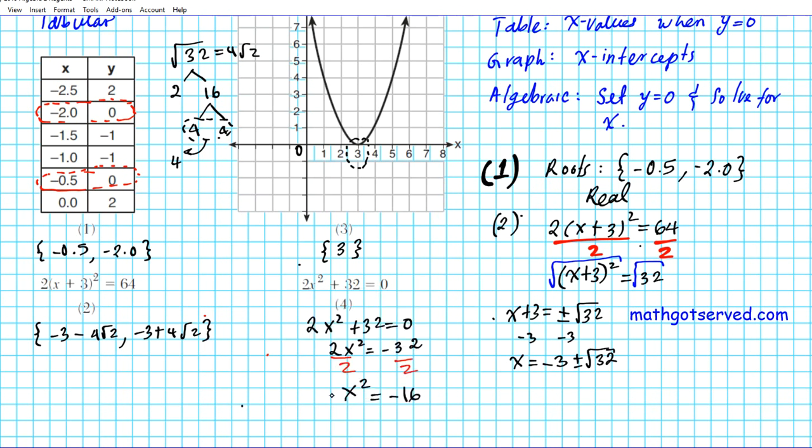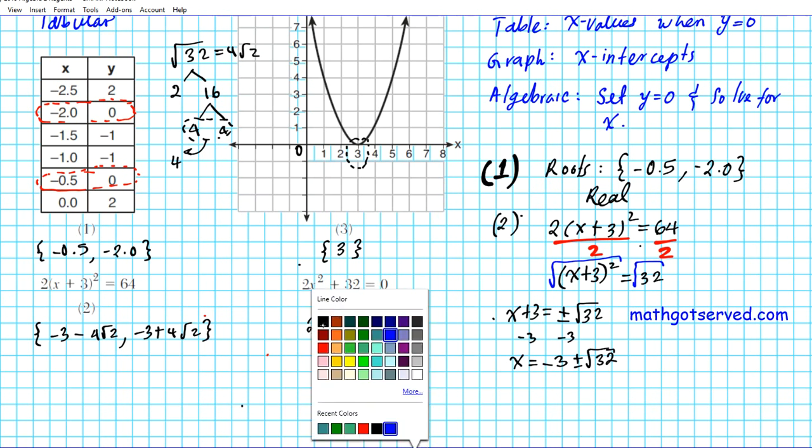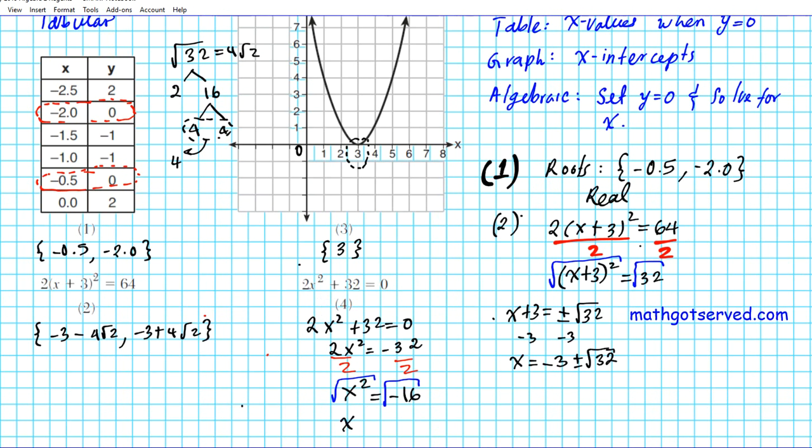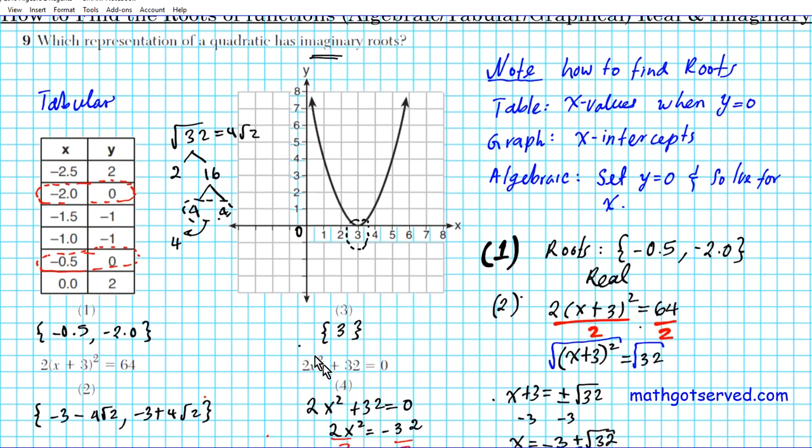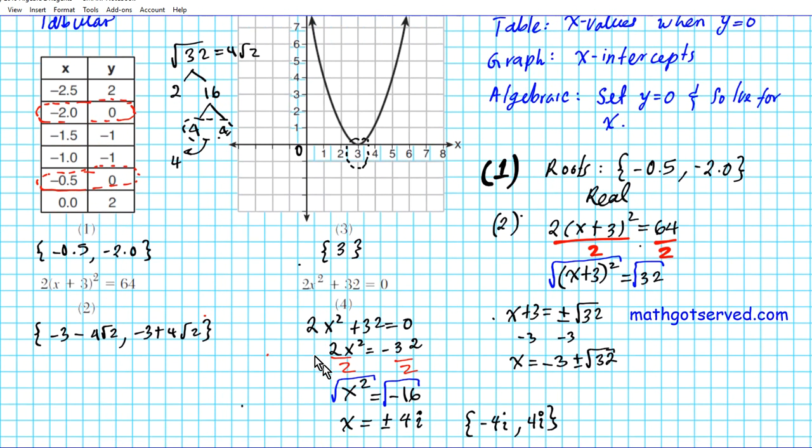I hope you can automatically see that this one is going to be imaginary. Now, how do we know that it's imaginary? Well, anytime you take the square root of a negative number, you end up with imaginary roots. So in this particular case, the square root of negative 16, the minus comes out as an i, and the square root of 16 is 4. So the roots here are plus or minus 4i. Or if you want to write it in set roster notation, negative 4i and 4i are your roots. So the quadratic function that has imaginary roots is option number 4.